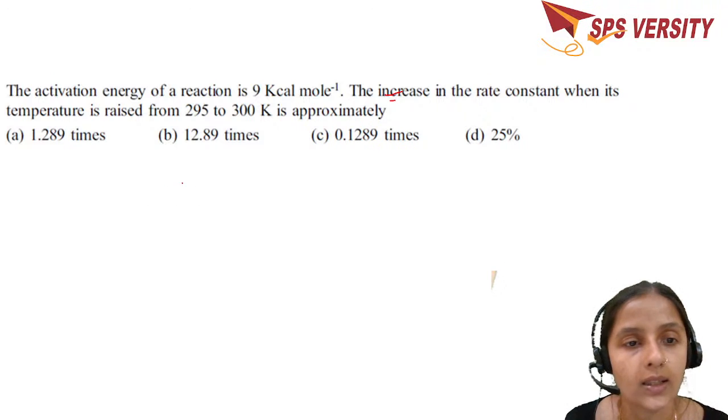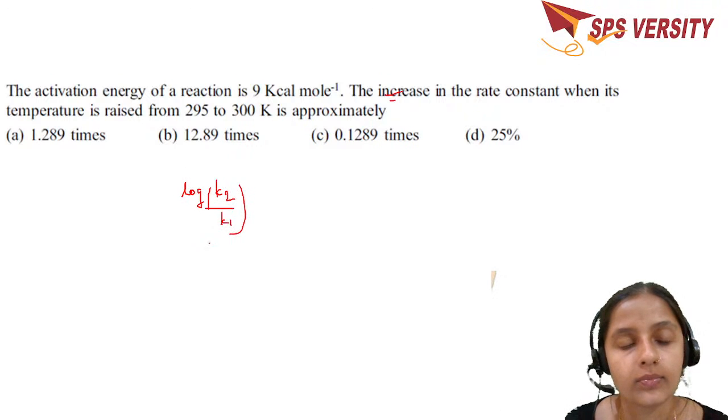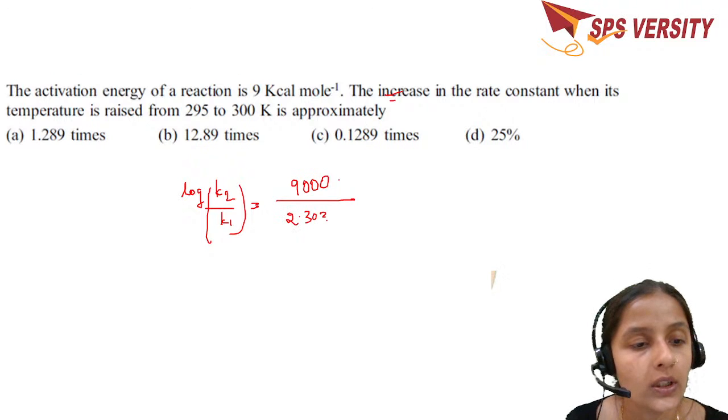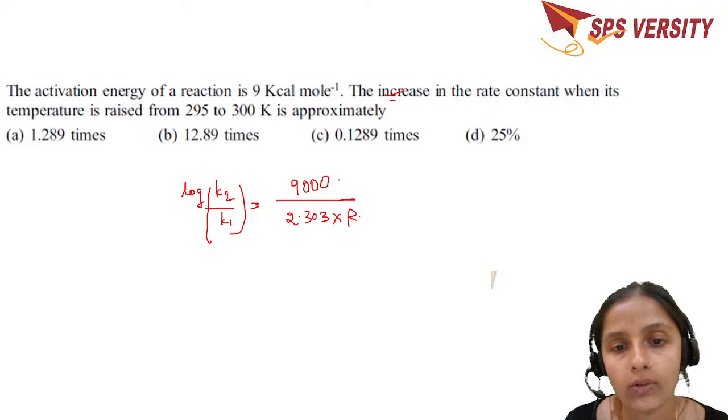You can always take this as log K2 by K1 is equal to EA, 9 kilocalorie per mole. I can take kilo, so 9000 divided by 2.303 into R. The R value you have to substitute. It's given kilocalorie, so the R value should be accordingly.